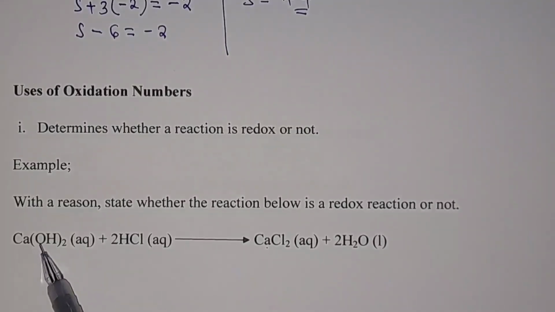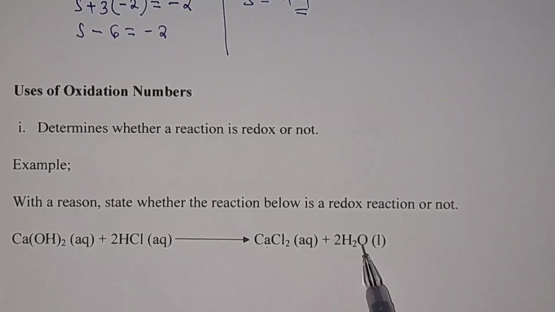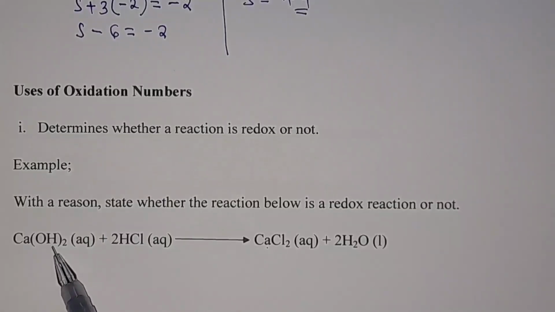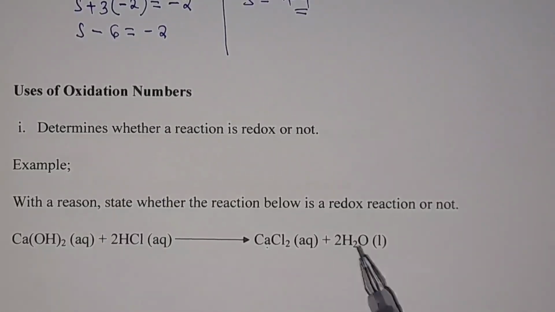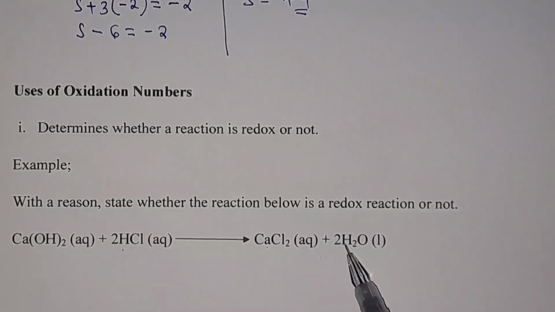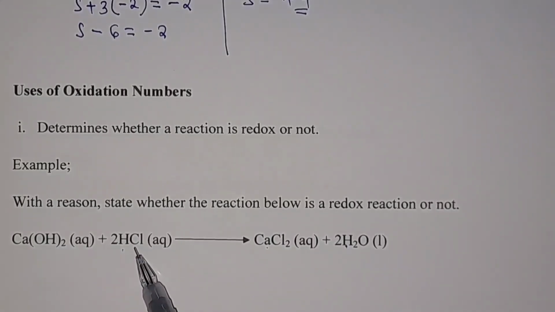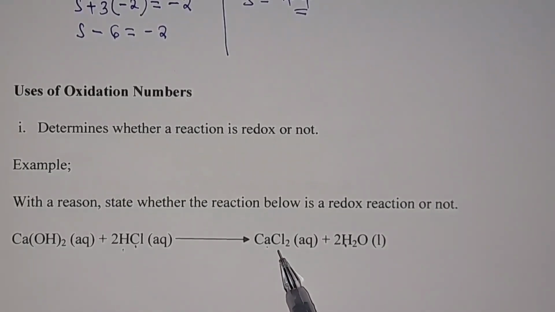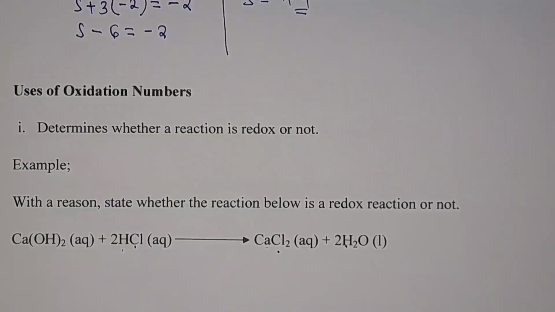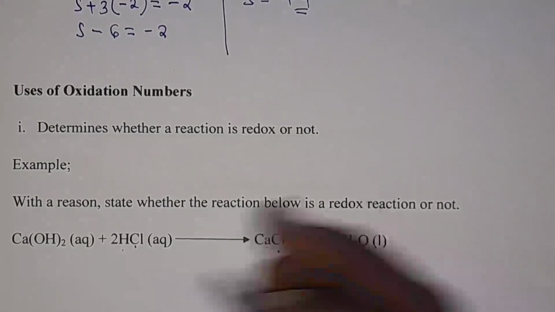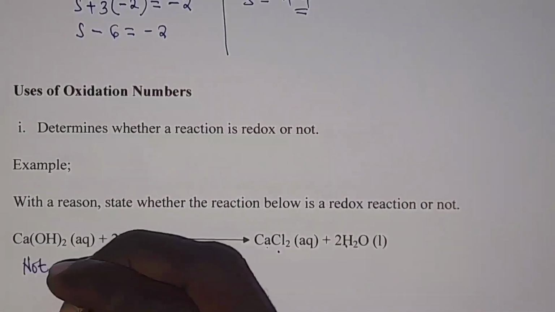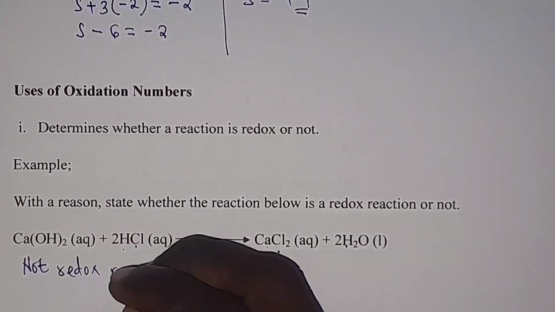The oxidation number of oxygen here is negative 2 and here is still negative 2. The oxidation number of hydrogen is positive 1 here and here positive 1. The oxidation number of chlorine here is negative 1. The oxidation number of chlorine here is also negative 1. So that means there's no change in oxidation numbers, or there's no transfer of electrons or movement of electrons. There's no gain of electrons, there's no loss of electrons. So we are going to say not a redox reaction.